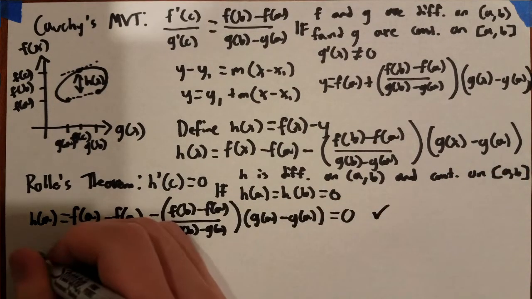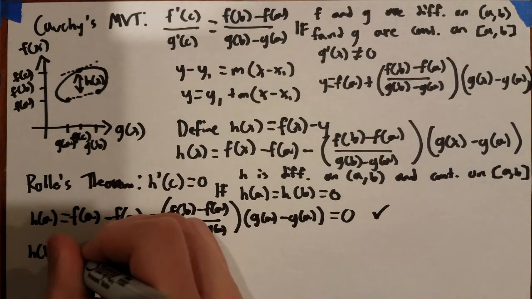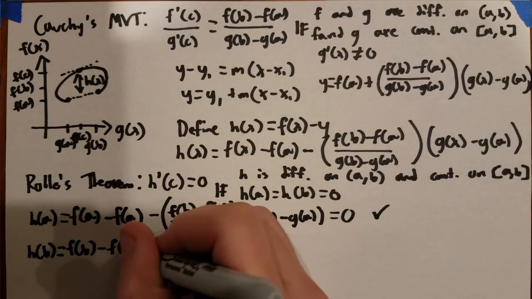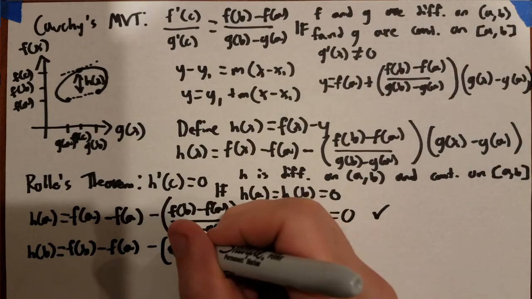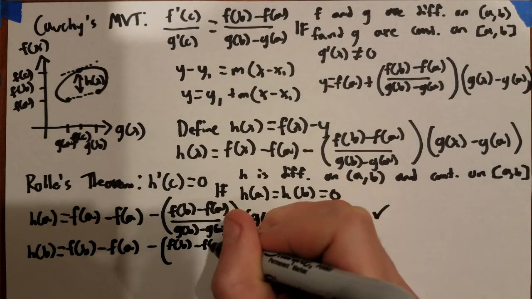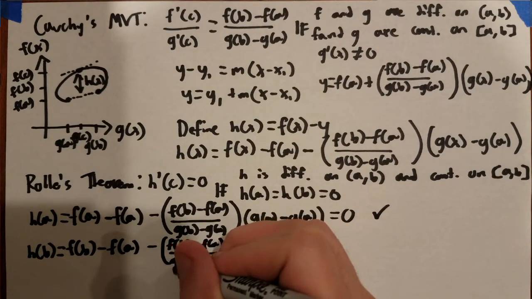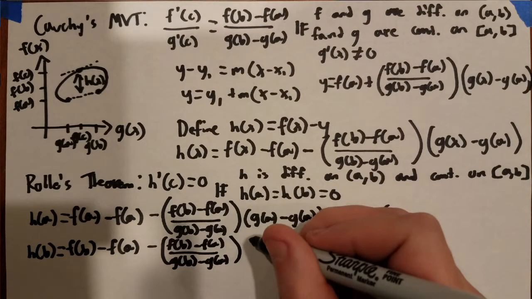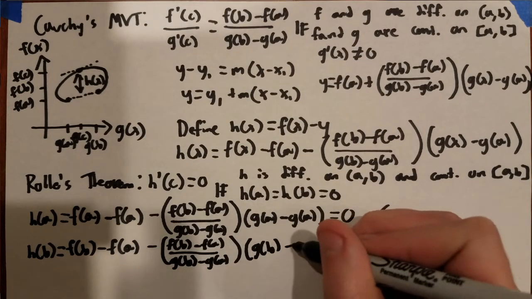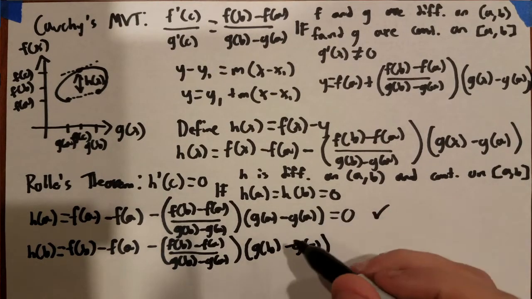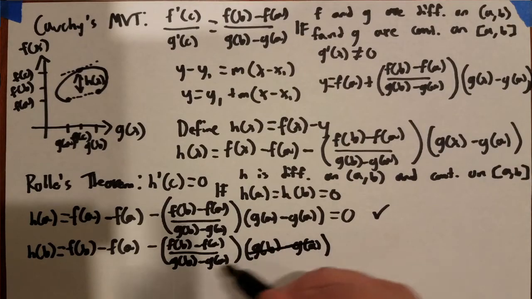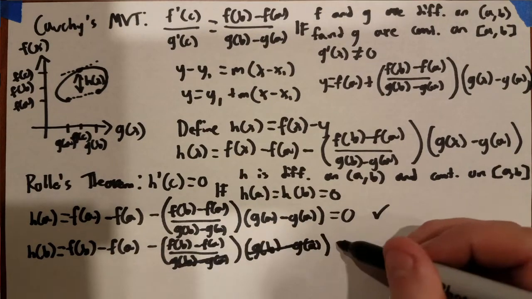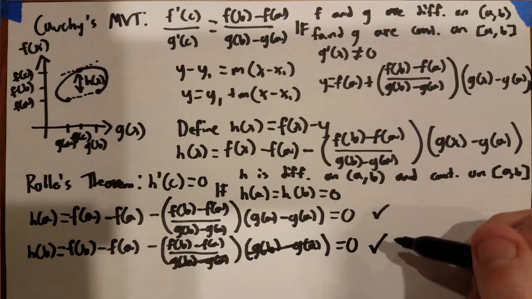Now let's check the other endpoint, h of b. So h of b is going to be f of b minus f of a minus, same slope here, f of b minus f of a over g of b minus g of a times g of b minus g of a. Now what you'll see here is that g of b minus g of a in our denominator cancel, and we get f of b minus f of a minus f of b plus f of a, which is also going to be equal to 0. So both the endpoints are equal to 0, and we can use Rolle's theorem.